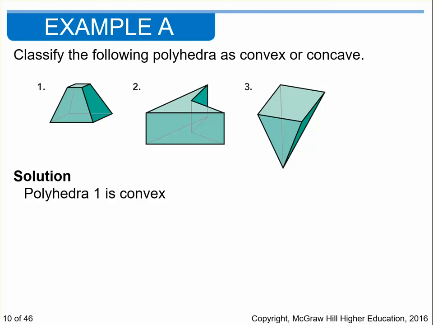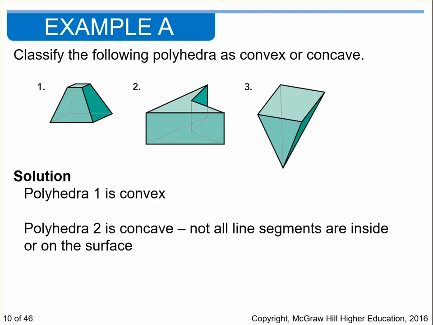That's right, it's convex. What about number two? It's concave. Now all line segments are inside or on the surface. And what about three? It is convex, just like number one was.